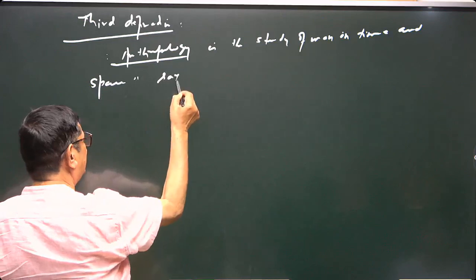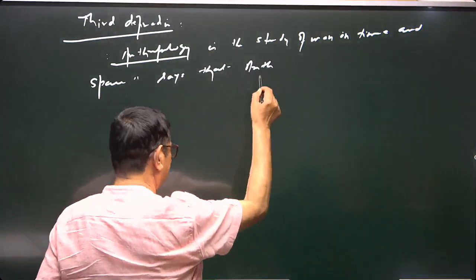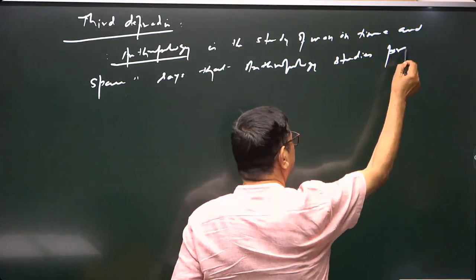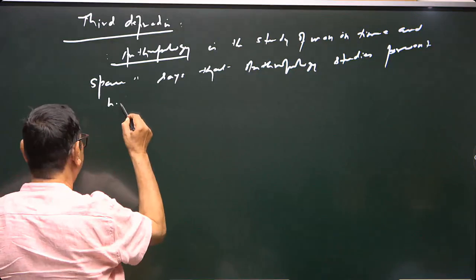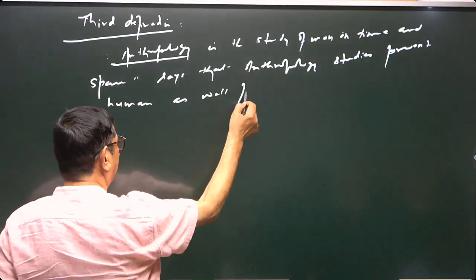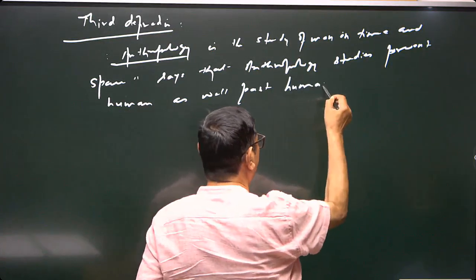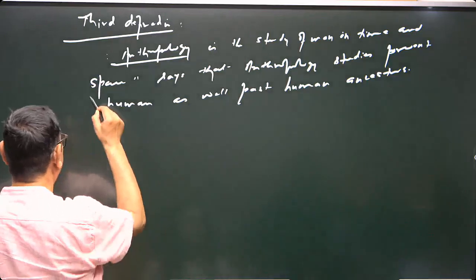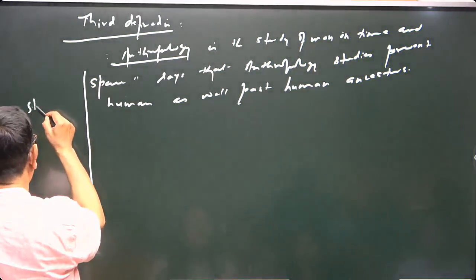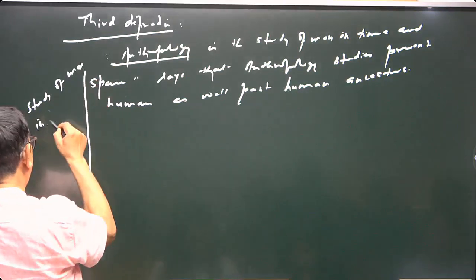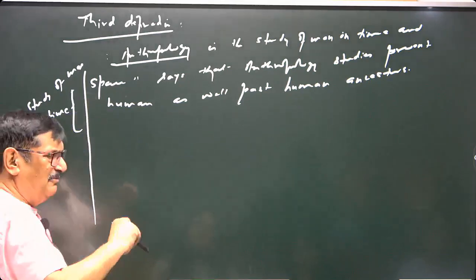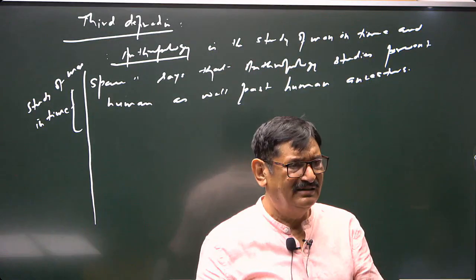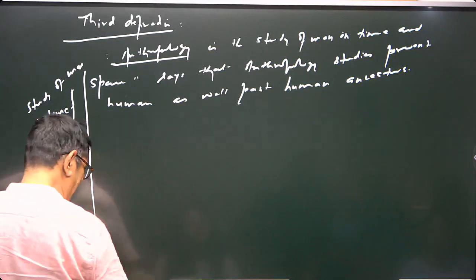Space says that anthropology studies present humans as well as past human ancestors. Actually, it is a study of man in time. In time means from the emergence of man on earth till date. Emergence of man on earth till date, we study about man.